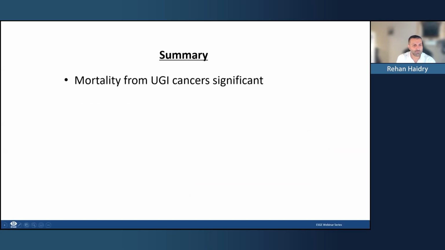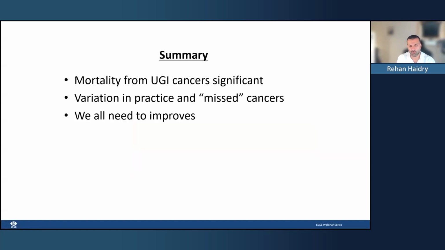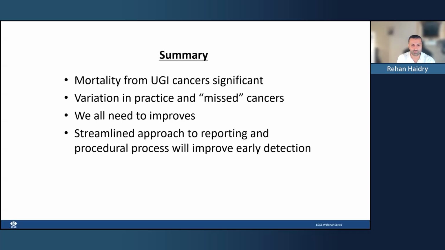Ladies and gentlemen, mortality from upper GI cancers is still significant, and there's a lot of variation in practice, and we need to improve our hit rate. We all need to improve. We're in a wonderful profession that we're constantly learning, and having a streamlined approach to how we inspect, how we report, our procedural process will improve our early detection and patient outcomes. Take your time, wash, invest in knowledge, and practice over and over again.